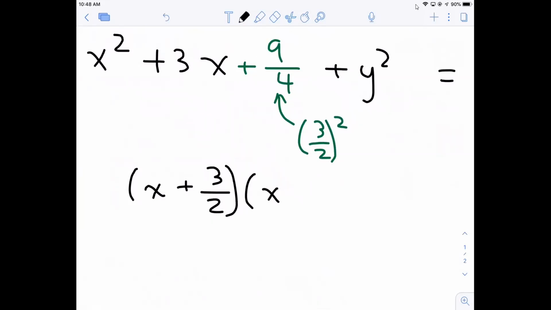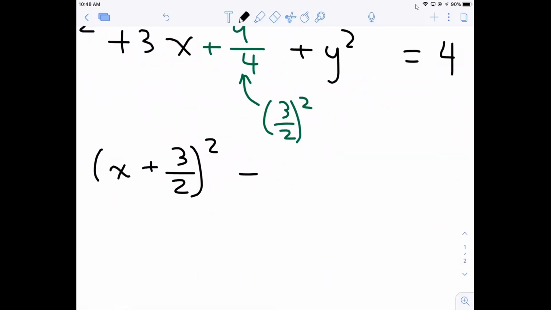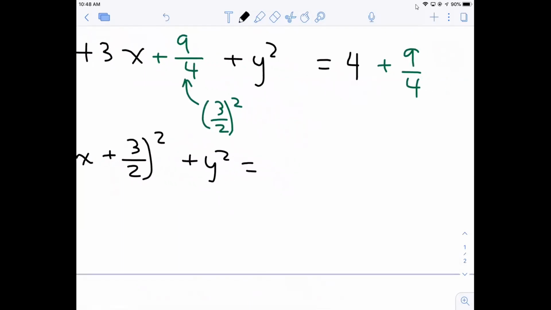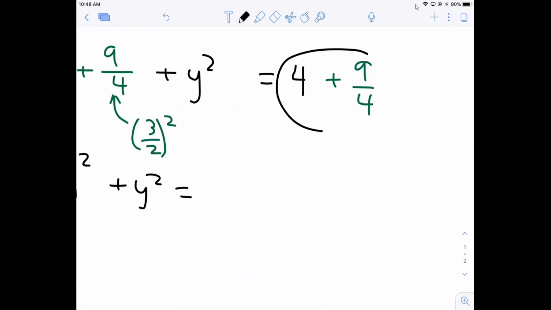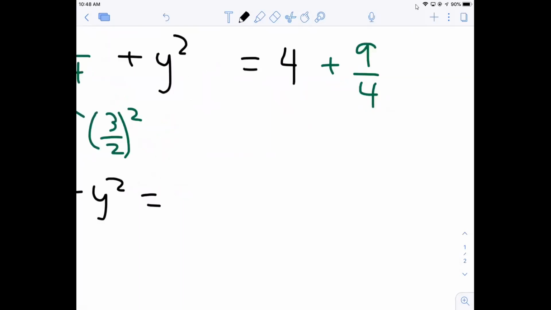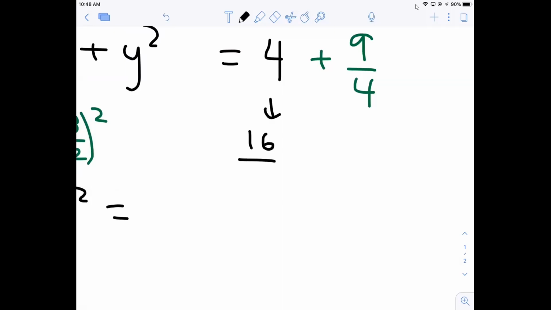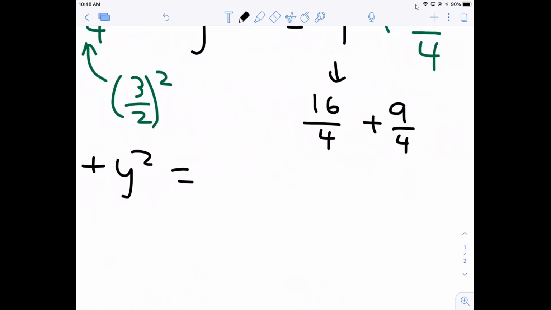So once we complete the square, this factors to x plus 3 over 2 squared plus y squared equals, what's 4 plus 9/4? So always write this as a single fraction. Try not to write this as a decimal, guys, or a mixed number. It takes an extra 10 seconds to do it. So to combine these fractions, get a common denominator, right? 16/4 plus 9/4, that is 25/4.